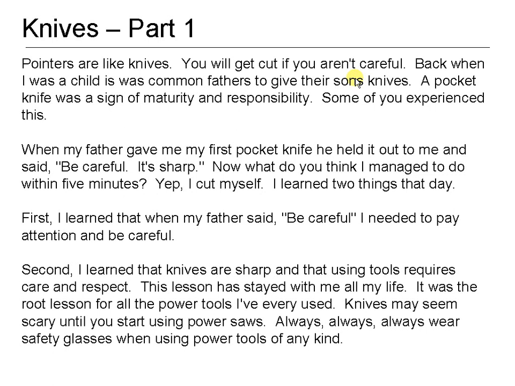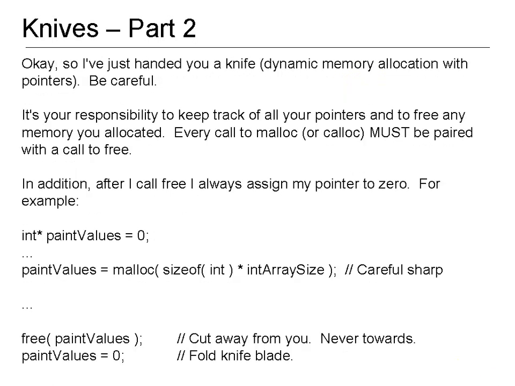So, the lesson here is that pointers, like knives, are sharp and they require you to be careful and work with them using respect and care. Okay, so I've just handed you a knife, which is basically dynamic memory allocation with pointers, and I'm saying be careful. It's your responsibility to keep track of all your pointers and to free any memory that you allocate. Every call to malloc must be paired with a call to free. Now, in addition, after I call free, I always assign my pointer to zero.